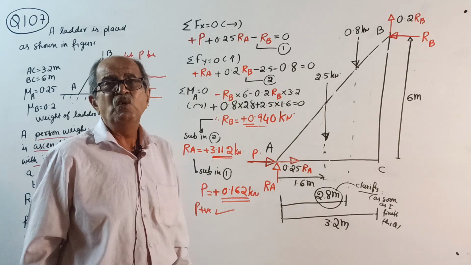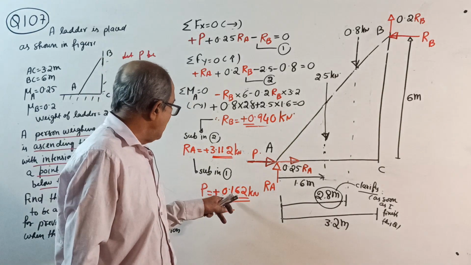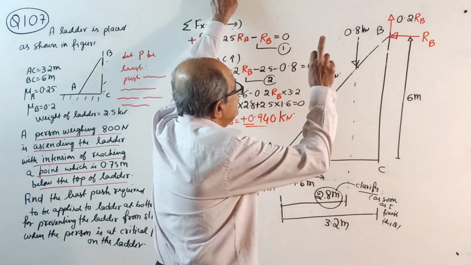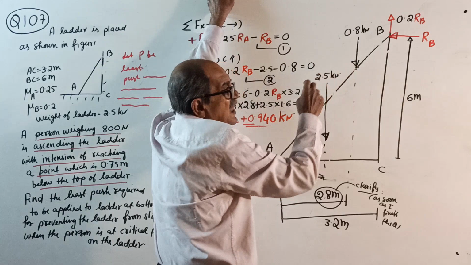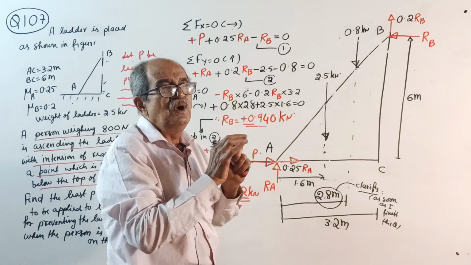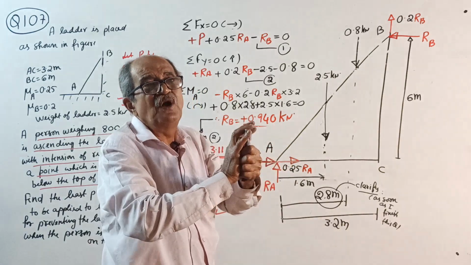And in the rare coincidence that P comes exactly 0, that means when the person reaches here, the ladder is on the verge of slipping. So at that time, force is not required.